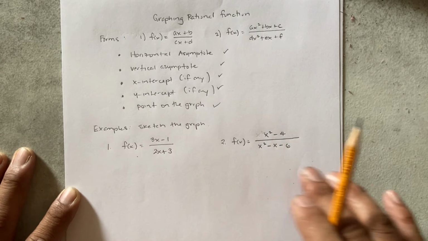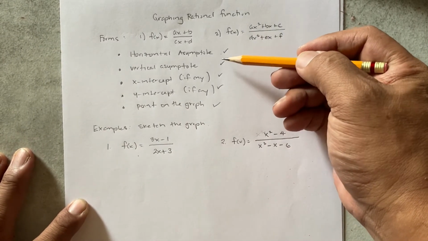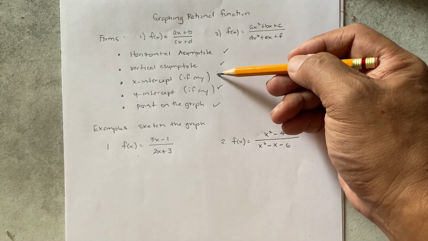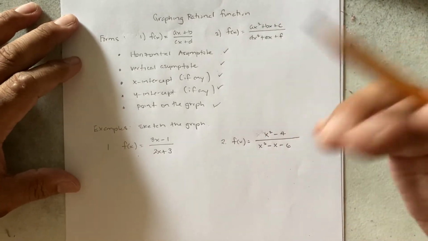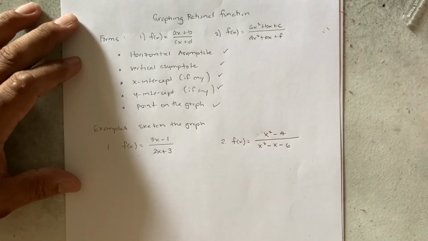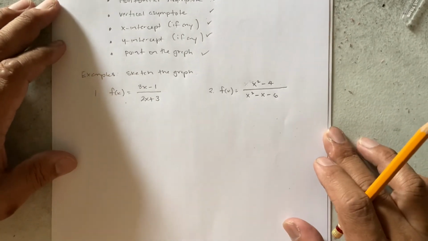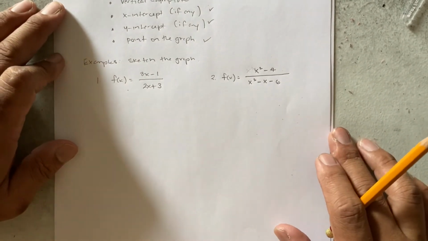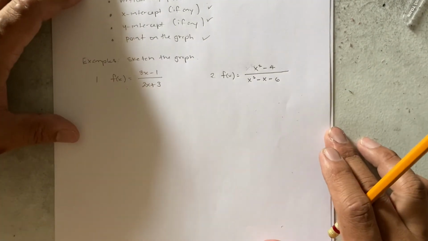So we're going to look at these two problems. We're going to graph them. What we're going to find is the horizontal asymptote, the vertical asymptote, the X-intercept, the Y-intercept, and we're going to find a point on the graph. So let's get started here. Hopefully this is easy to do for most of you, and if not, it takes a little practice, that's it.